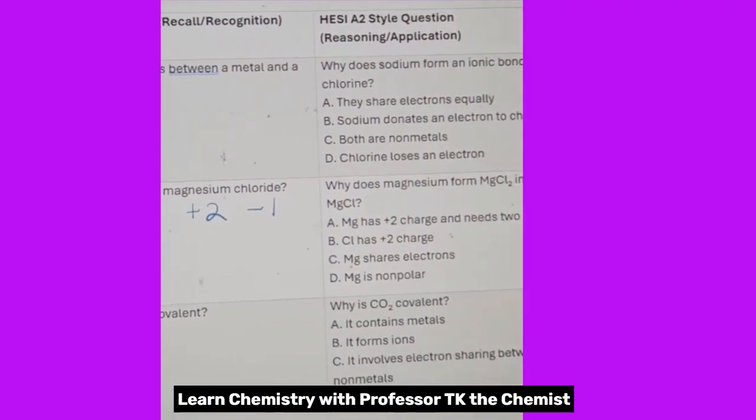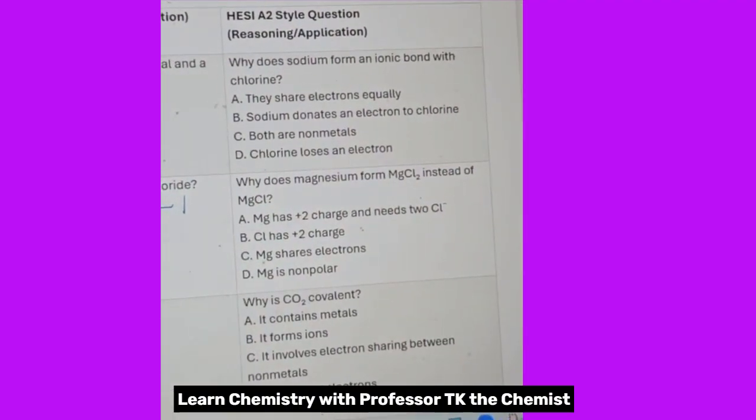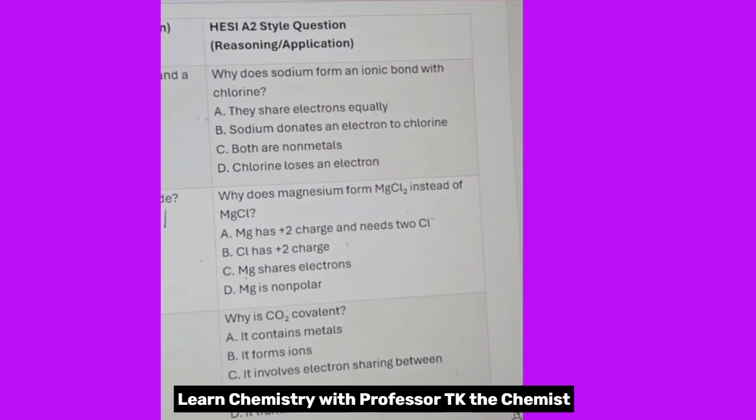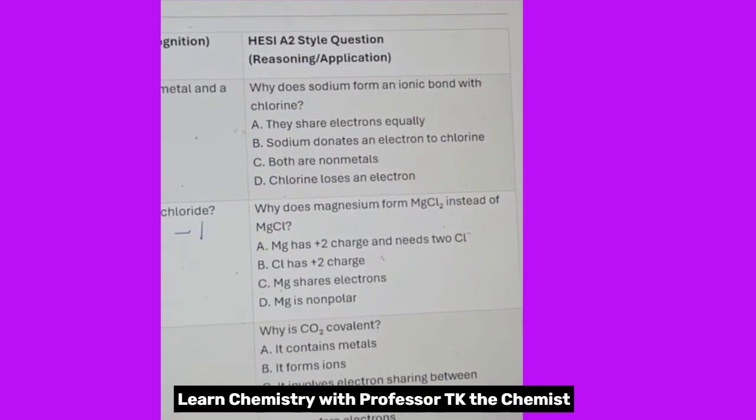Okay. Now we're going to turn over here to this side. So nurse Brianna, let's get to it. Number 1 on this side. Why does sodium form an ionic bond with chlorine? So why do they form bonds?